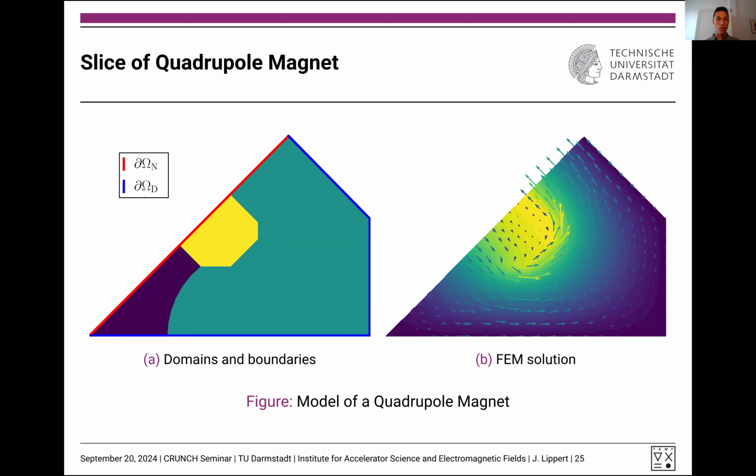And the blue line and the red line represent the boundary conditions. Here we have homogeneous Dirichlet boundary conditions at blue, and red is homogeneous Neumann boundary conditions. And on the right-hand side, again, our finite element solution.